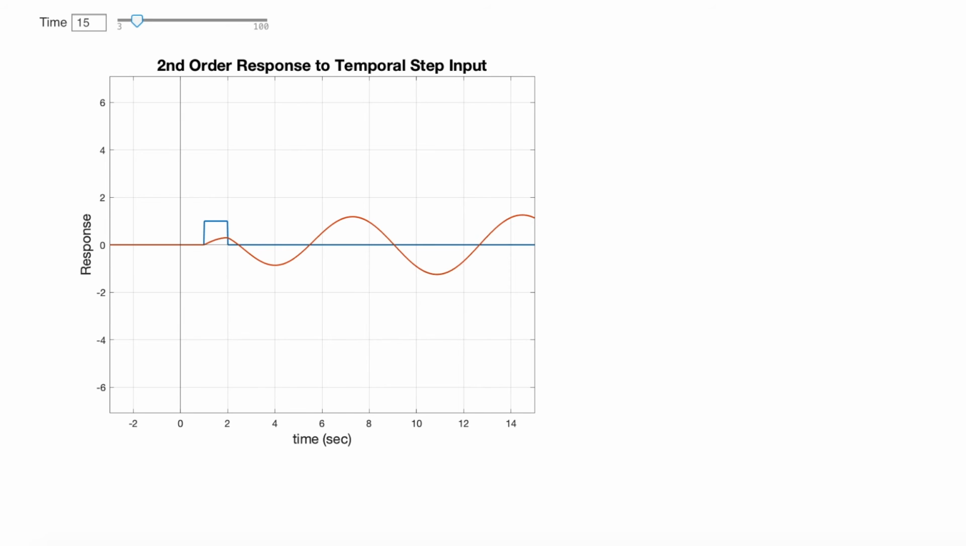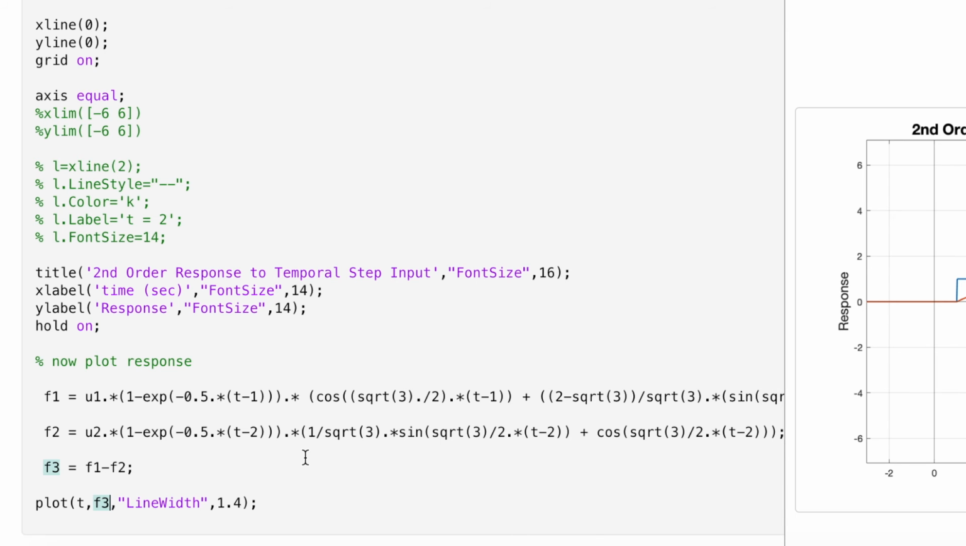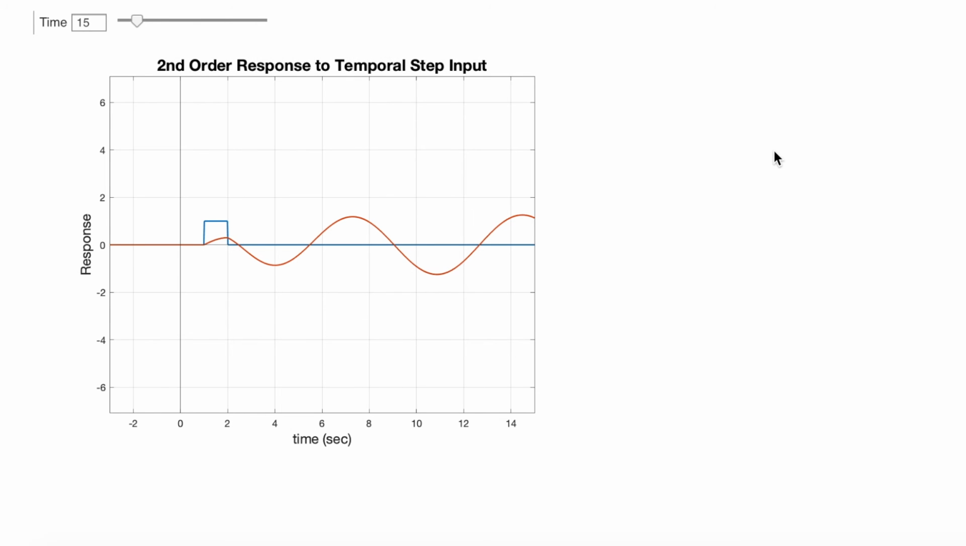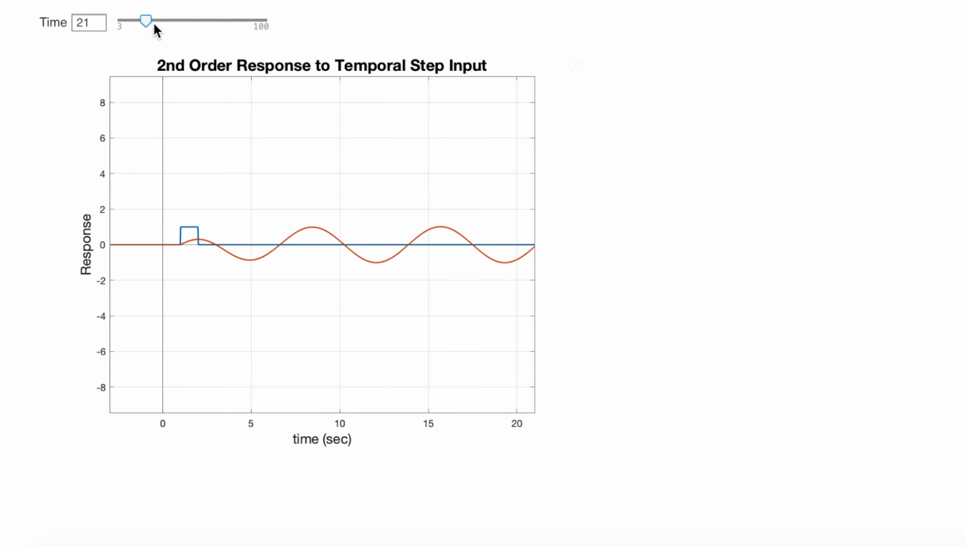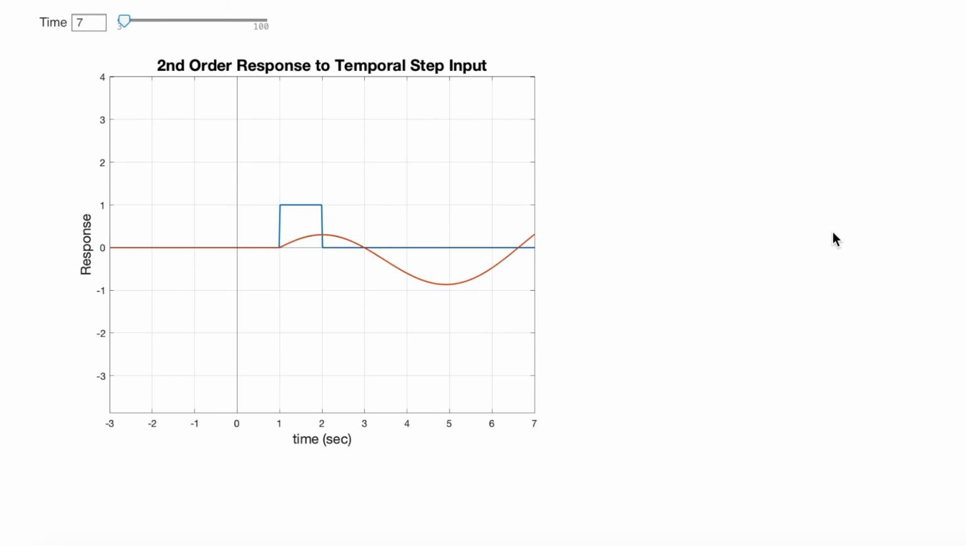What's interesting is that if we were to just plot, say, the function for u(t minus 1), and ignore, we're not going to subtract what happens at t equals 2, we can see what the response would look like then. So you can see what that looks like now. So that's the response for just u(t minus 1).